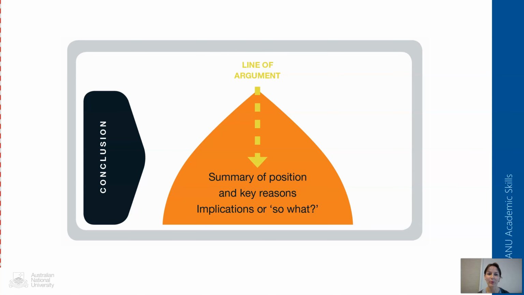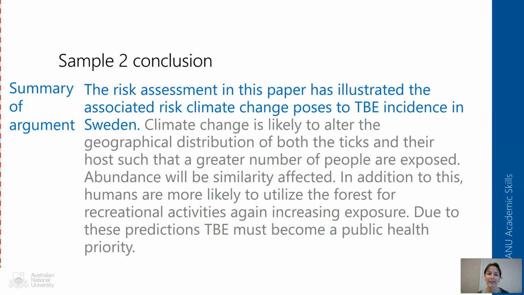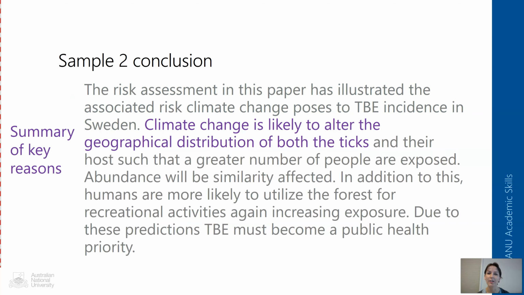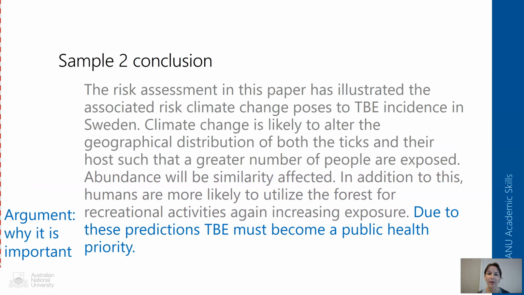So let's have a look at an example. Here's an example from the essay that we've looked at before about tick-borne encephalitis. First of all, the author summarizes their argument that they're looking at the associated risk of climate change and tick-borne encephalitis. Then they go through each of their key reasons, and these reasons follow the order that they took in the essay. Finally, they wrap up by indicating why their argument is important, and that ties back to their risk assessment. So they're arguing that tick-borne encephalitis must become a public health priority. Now for this essay, that's enough to conclude on.